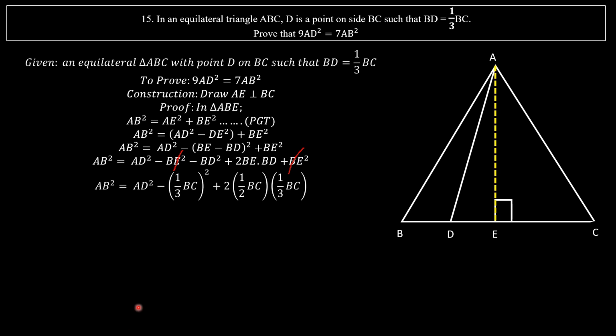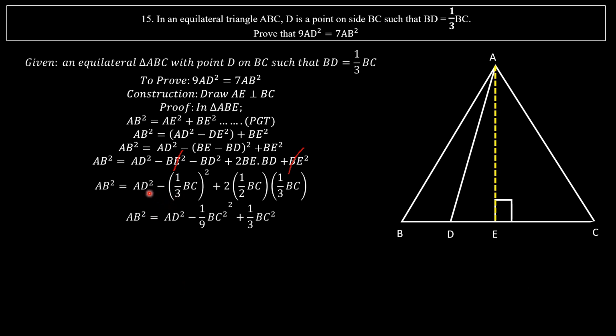And we are left with this AD square. Now BD is given as 1 upon 3 BC. Twice of BE, BE is half of BC. Altitude is also a median in an equilateral triangle. So BE is half of BC and BD is again 1 upon 3 BC. We are writing all in terms of BC and then simplifying it, right?